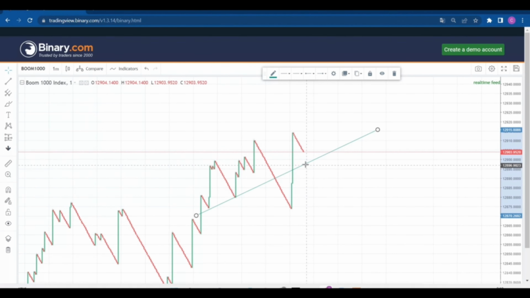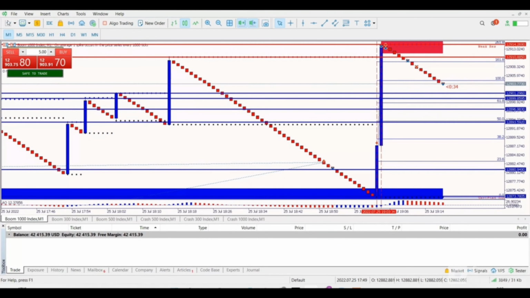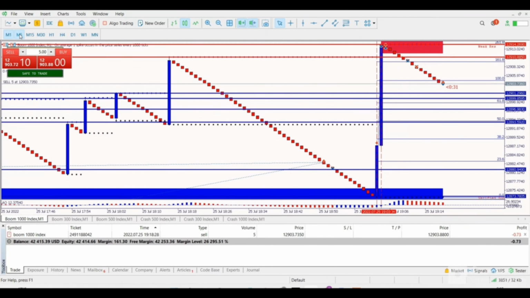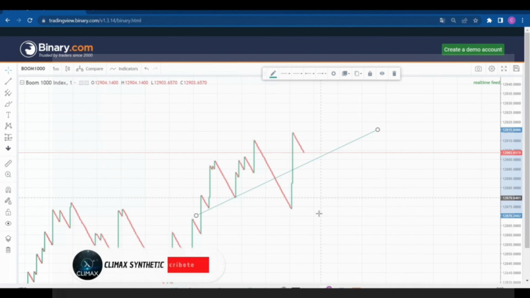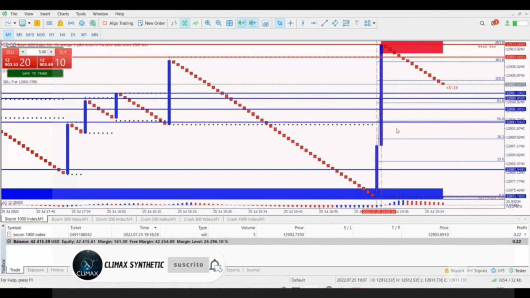What do we have to do now? We have to put another sell. Yes, another sell, because the price is too far from our trend line. Remember, this strategy is just using a trend line, but I'm pretty sure when the price touches this trend line, it's gonna go up. I'm really sure. Now we have to wait.